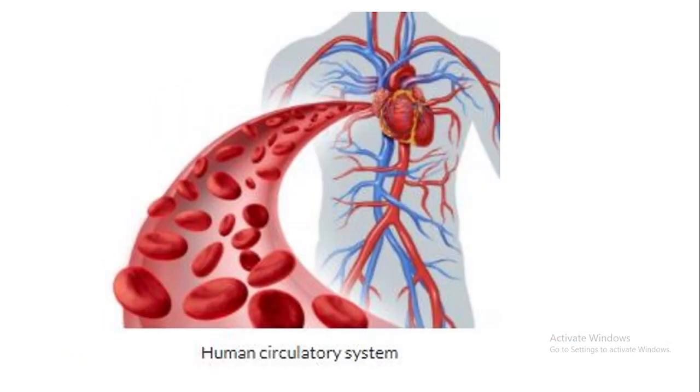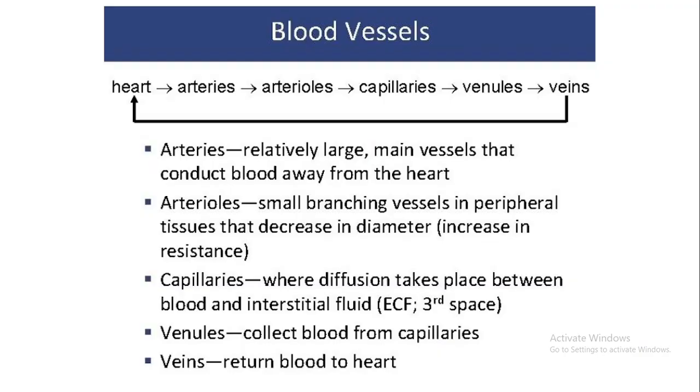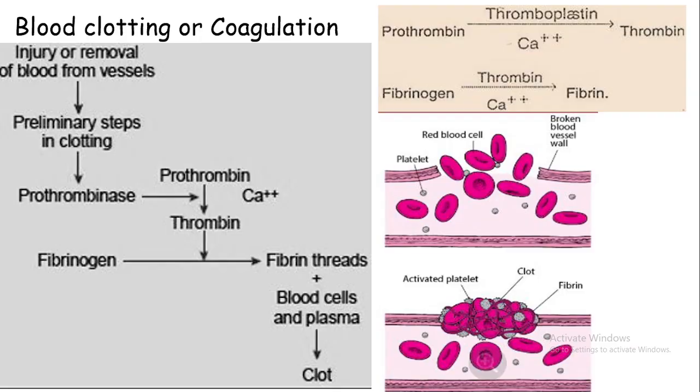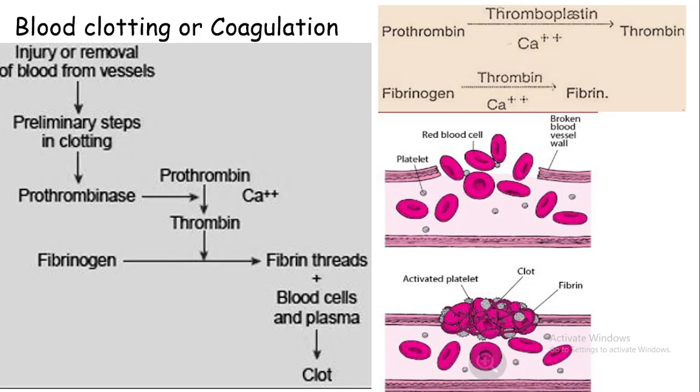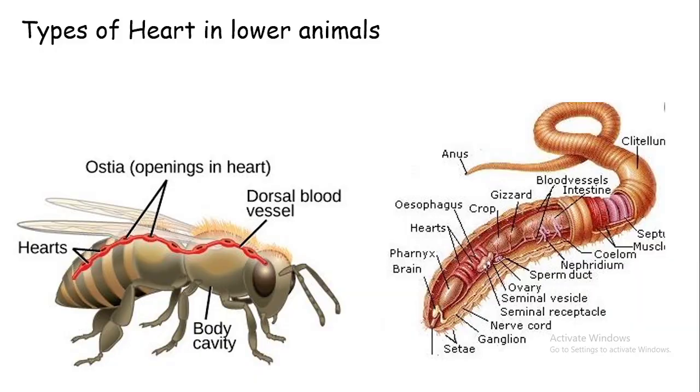We shall be today continuing with the body fluids and circulation. As in the previous session, we have completed until thrombosis, which is with respect to blood clotting or blood coagulation. Coming to the next part of this chapter, we shall now study about the heart in detail, about the different functionalities of the heart, the physiology and anatomy of the heart.